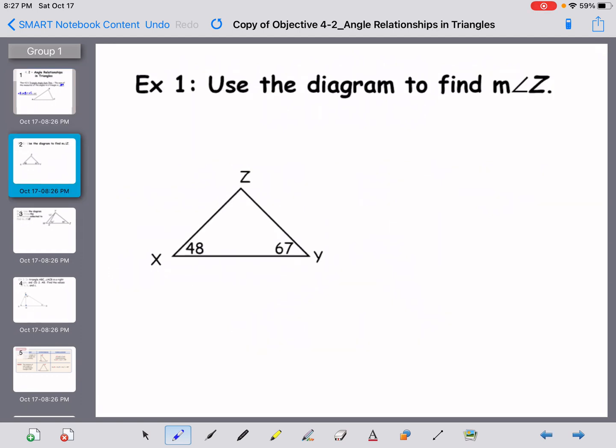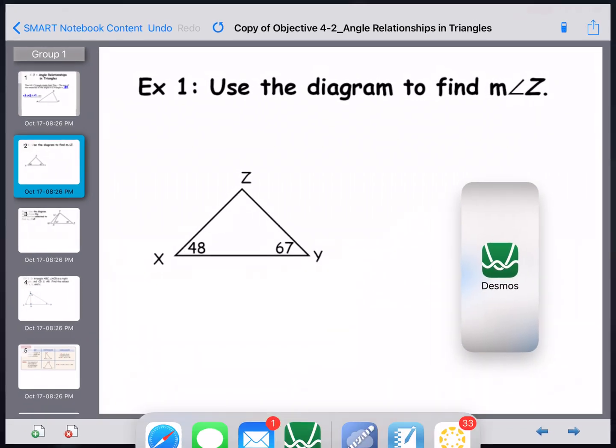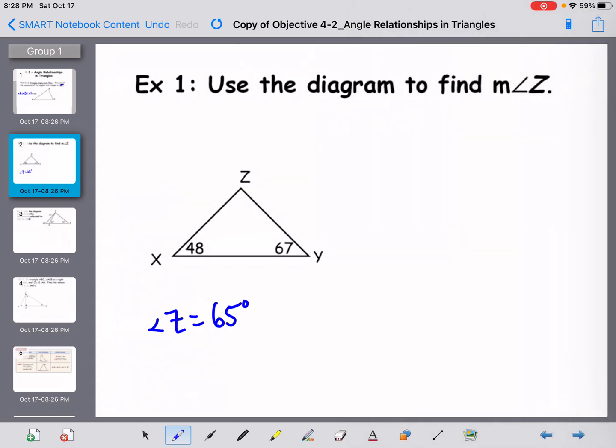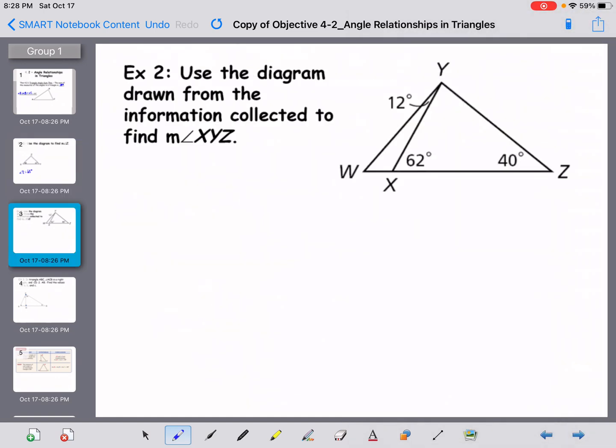So, simple problem here. Angle Z is what I need to find. And I know that X is 48 and I know that Y is 67. So I'm going to use my calculator and I'm just going to say 180 subtract 48 subtract 67, and angle Z is 65 degrees. That's pretty simple.